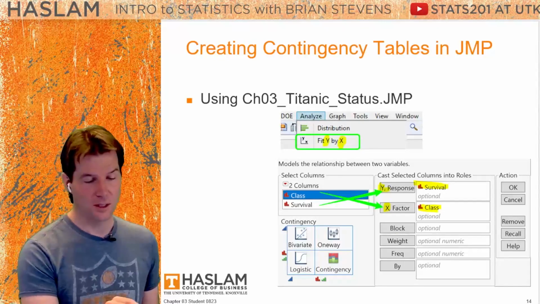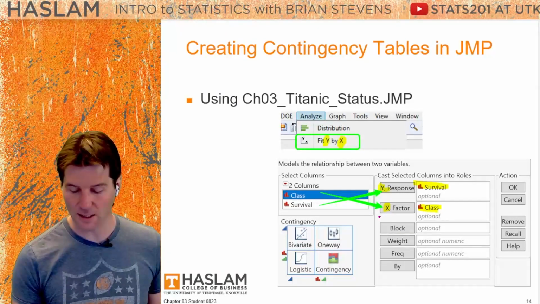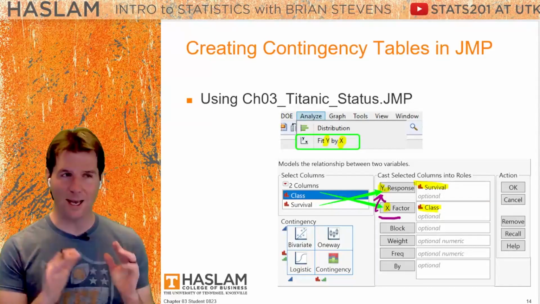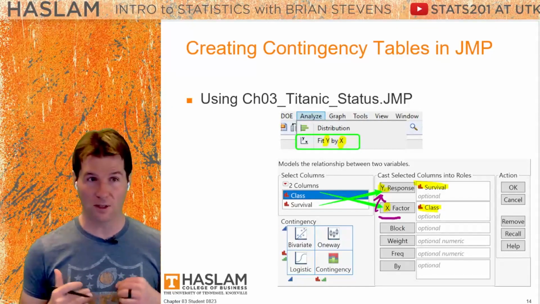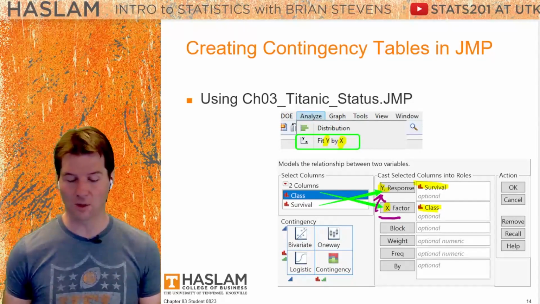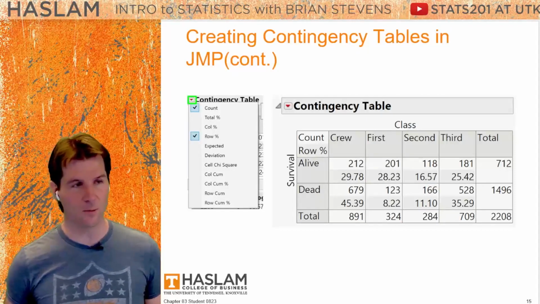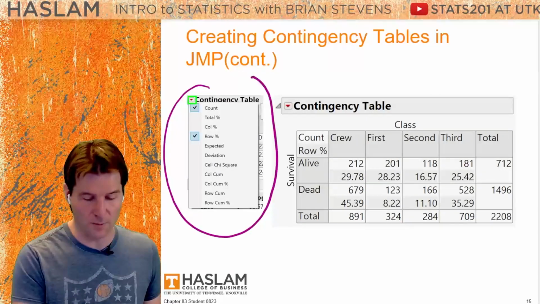So when you think about this, does somebody's class on the Titanic explain why they survived? That's a great way of phrasing it to make sure you put the X, the explanatory variable. Does class explain why somebody survived? The Y is what we're interested in. Here is the contingency table. You can go to the red arrow to change what is being displayed.